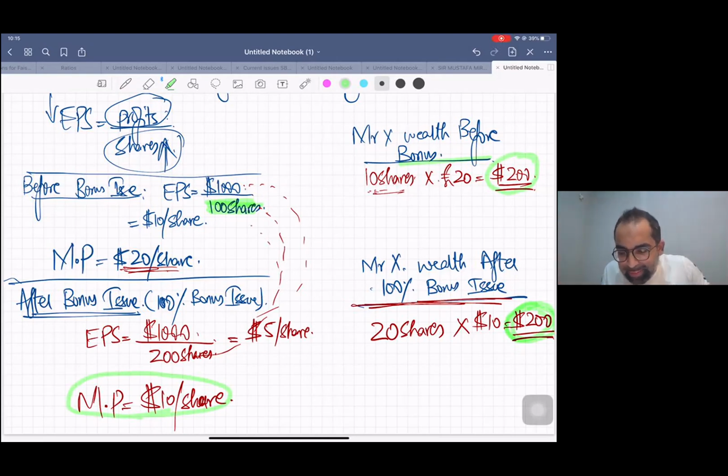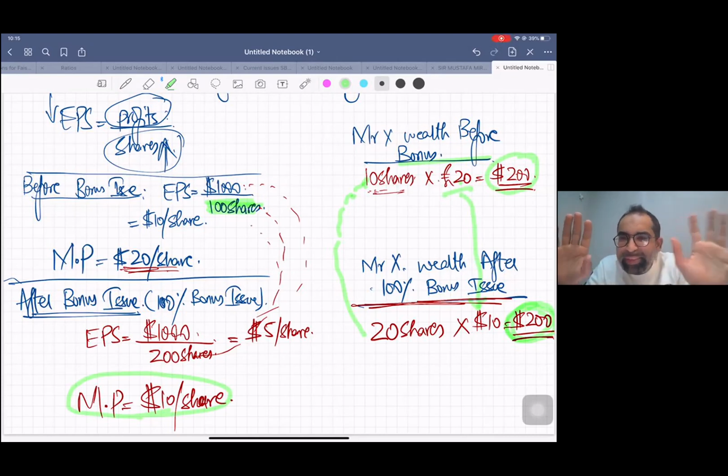See, just the number of shares gets doubled and the share price gets halved. So no extra benefit.